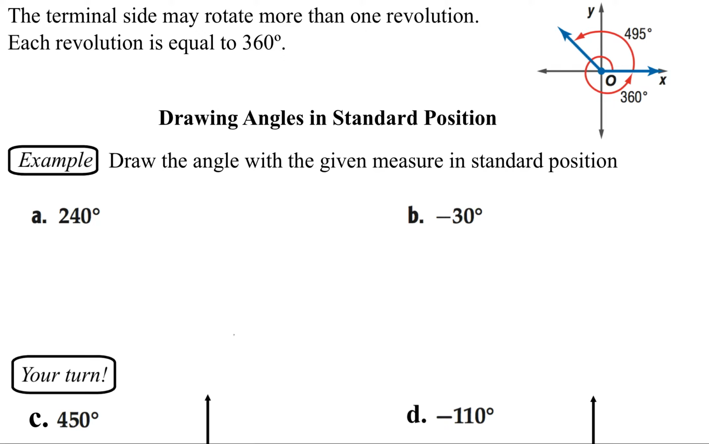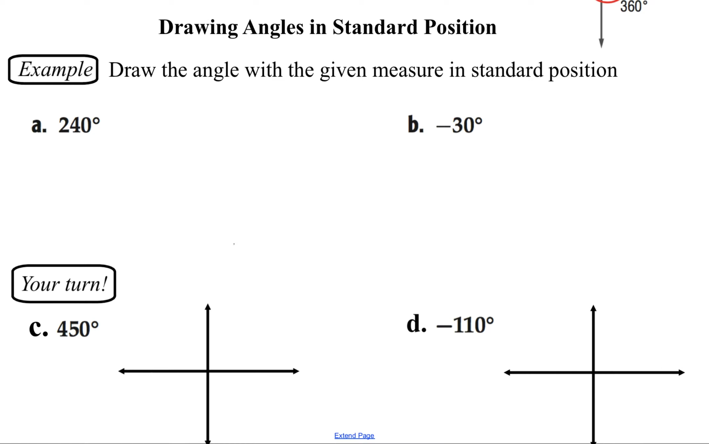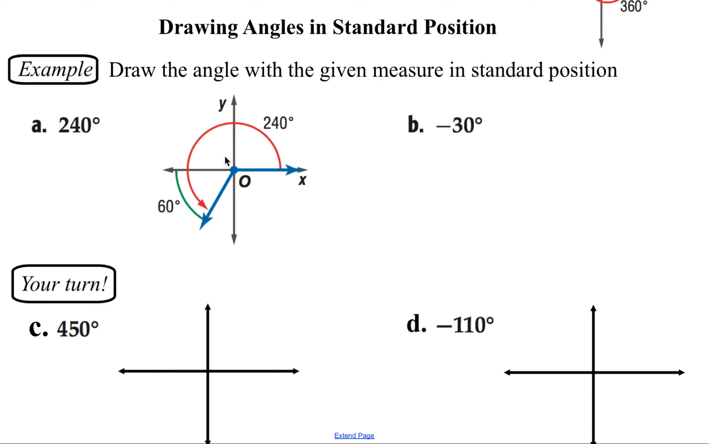So if we were going to draw an angle in standard position, let's say I wanted you to draw a 240 degree angle. You're going to start on the x-axis, and since this one is positive, we're going to go into quadrant 1, through quadrant 2, and all the way into quadrant 3. And it's going to be 60 degrees more than 180, so a 240 degree angle.